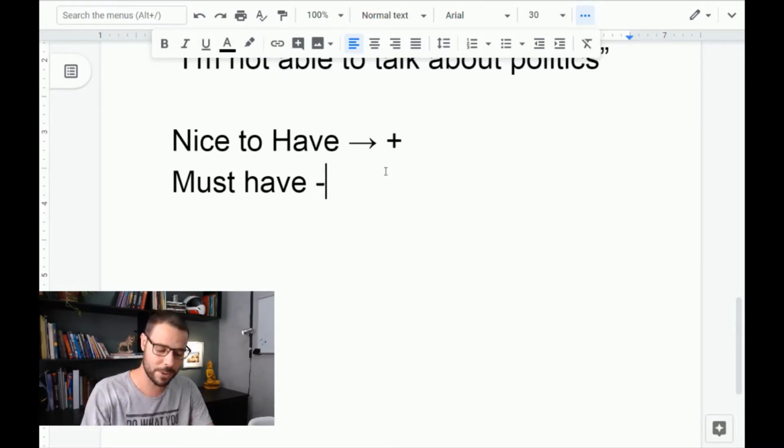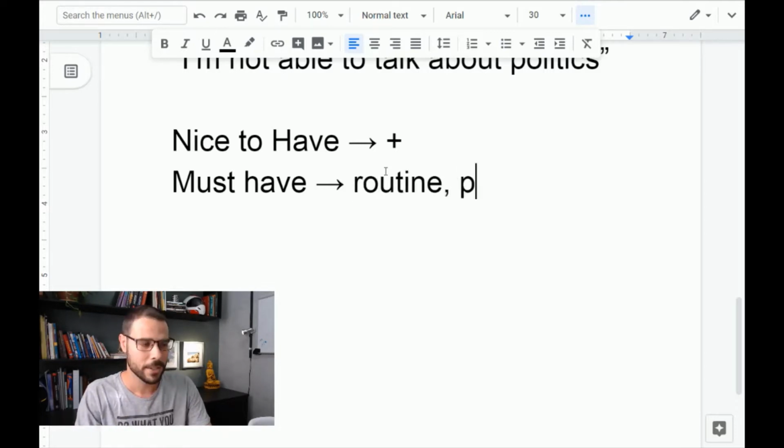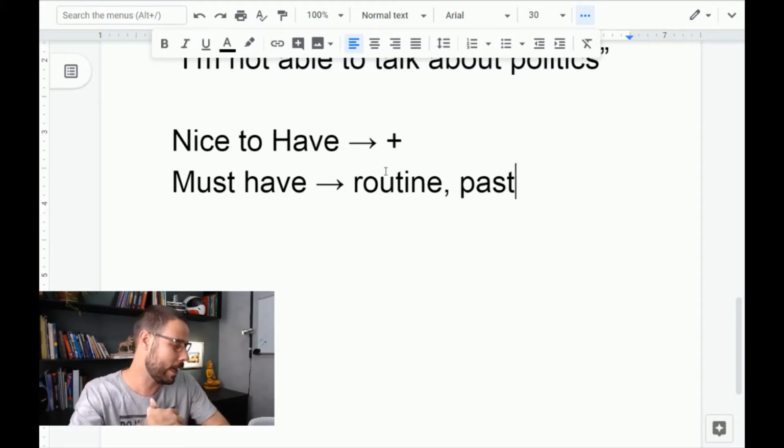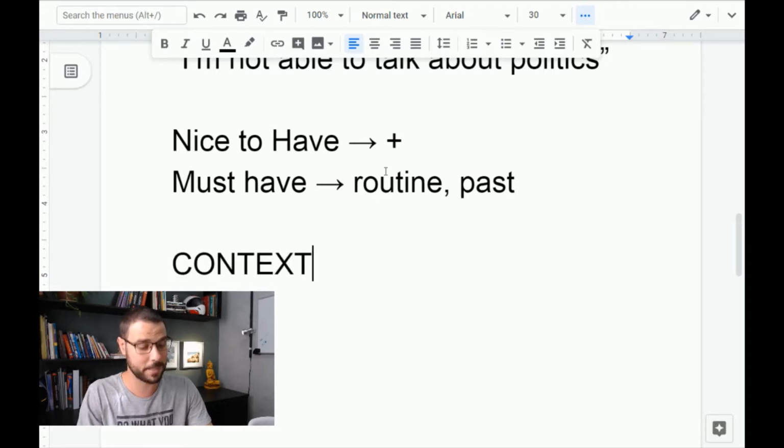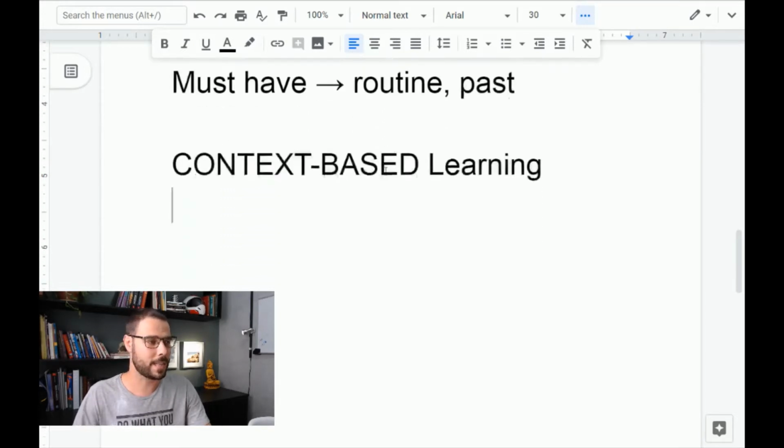But let's focus first on your must have. Your must have is you must be able to talk about your routine, your past, your background, your activities. This is the point. And when I talk about context-based instruction, or context-based learning, you have to use more of the things that are around you to actually start communicating effectively in English.